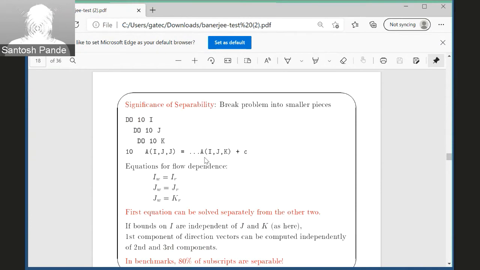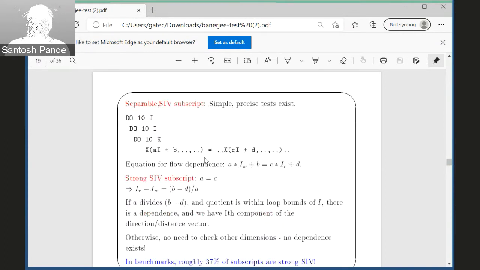So fortunately we have lots and lots of subscripts which are separable, and we are able to just tackle them. That's what we'll look at first. So let us look at separable SIV subscripts. And the most general form of it, in the linear form which occurs, is AI plus B kind of thing, as you are seeing here, or CI plus D kind of thing, which as you are seeing on the read side.